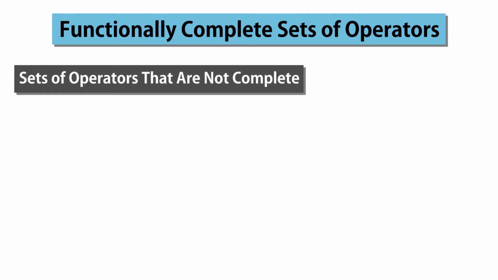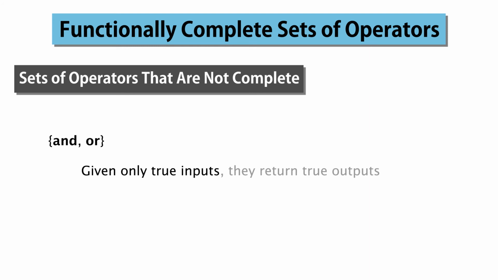Not every set of operators is complete. For example, consider the set containing only AND and OR. Both of these operators have the property that, given only true inputs, they return true outputs. It's easy to see that this property holds for any arbitrary expression created using only AND and OR. It's not too hard to prove this by induction on the number of operators in the expression.